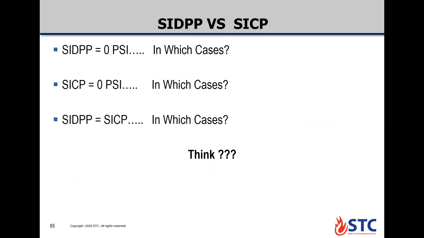So guys, I need to discuss these cases with you. When shut-in drill pipe pressure equals zero and shut-in casing pressure has a value. Anyone could share? Let's say after shutting in the well, we open the HCR to get the pressure, and we found shut-in drill pipe pressure equals zero and shut-in casing pressure equals 400. So what is the problem?